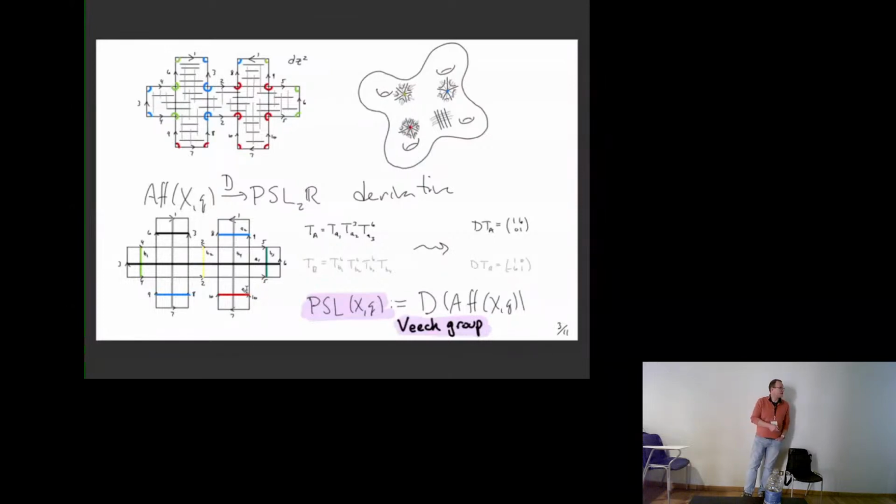That's not obvious from these generators, but because the surface is tiled by squares, it turns out that you can realize this as a branched cover of a sphere with 4 marked points, and then the Veech group is just the liftable elements of the mapping class group of the sphere with 4 marked points.